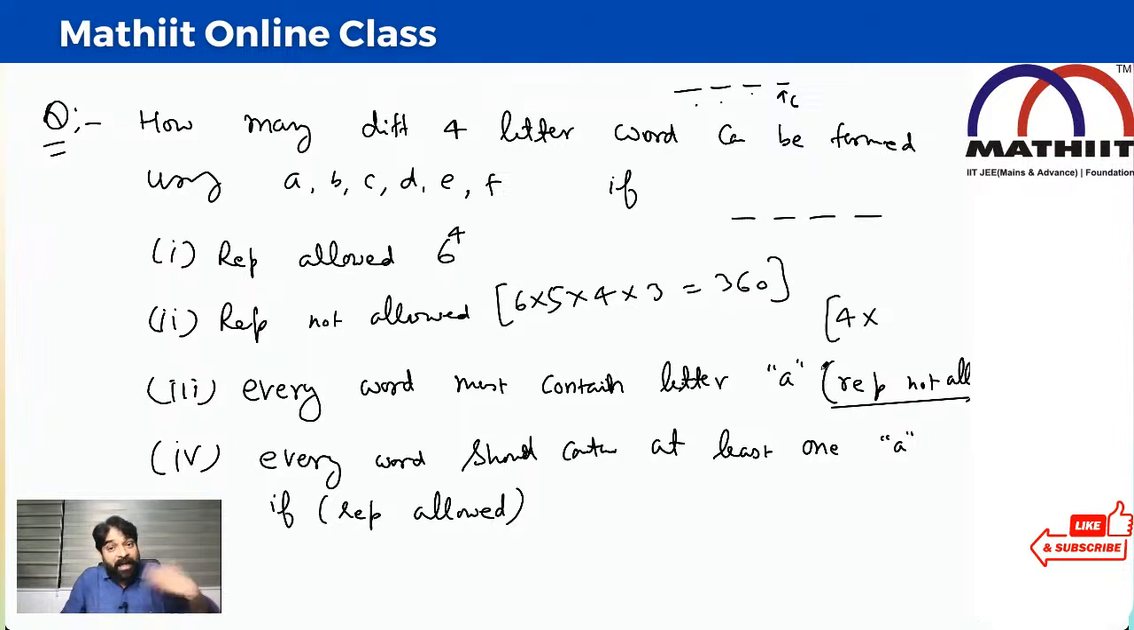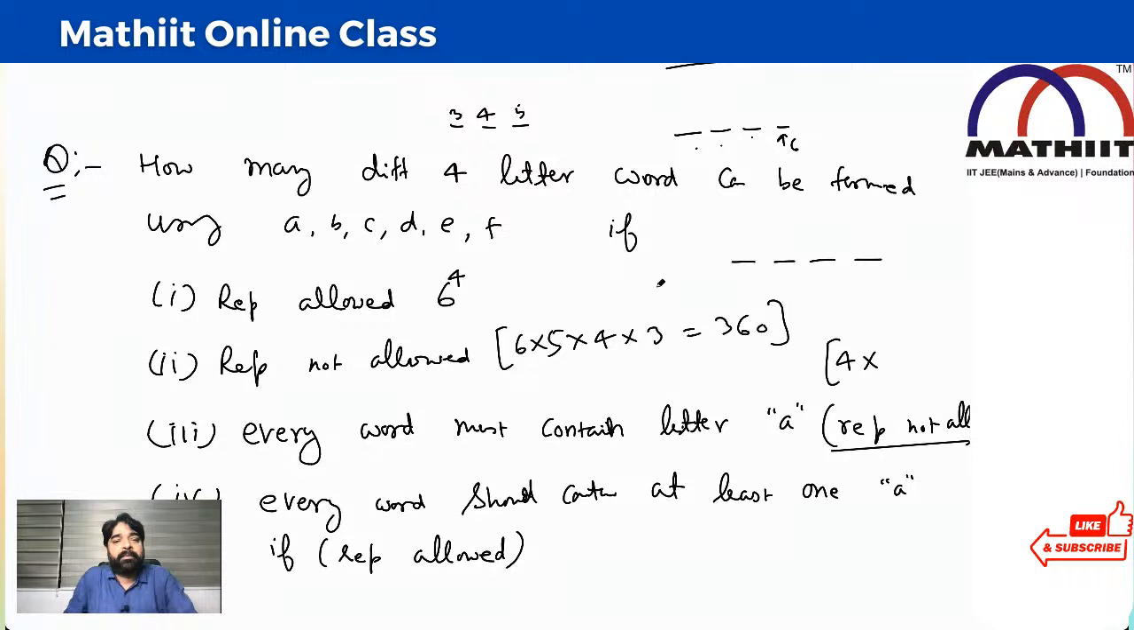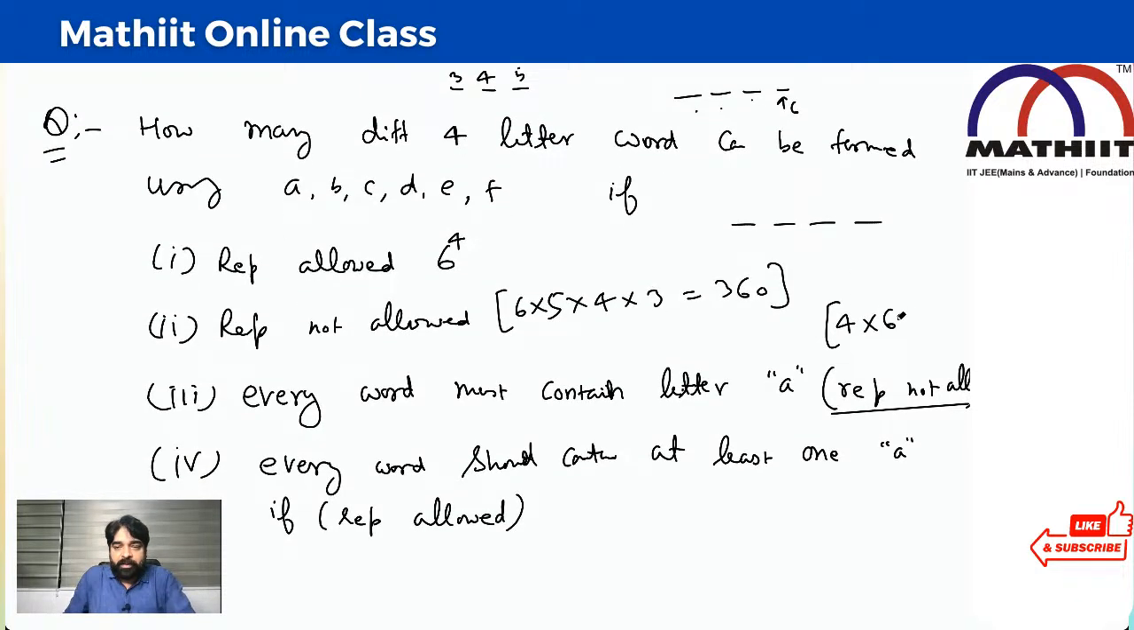And balance 3 places, a brand new question. Balance 3 places, and total objects balance 5, because A I cannot use again. Repetition not allowed. So this place can be filled in 5 ways, this place in 4 ways, this place in 3 ways. So that will become 60. And that will be 4 times 60, which is equal to 240.